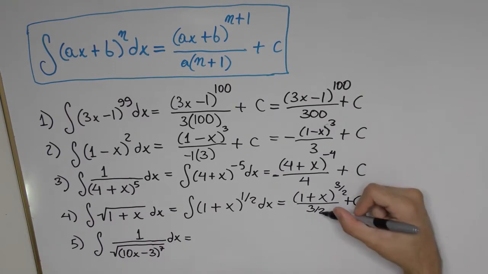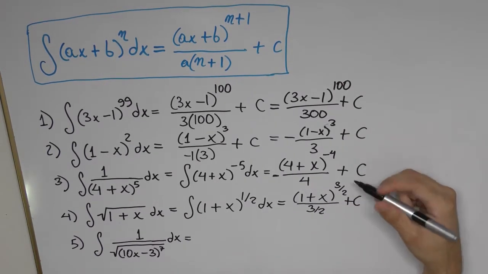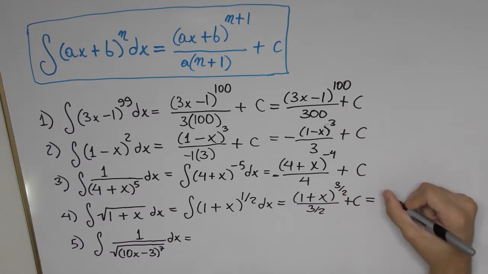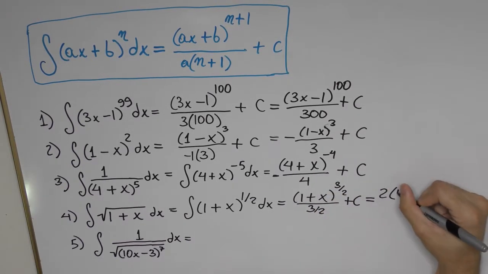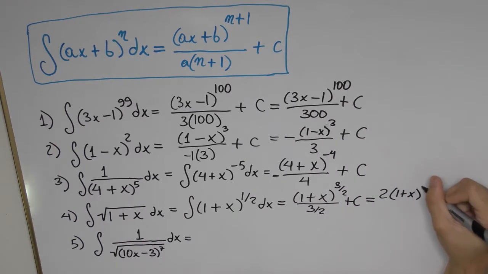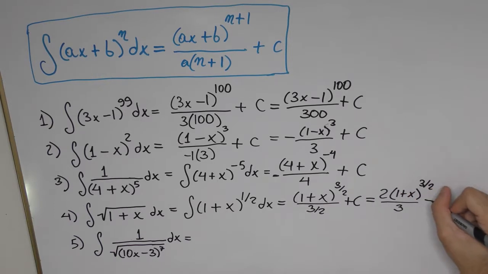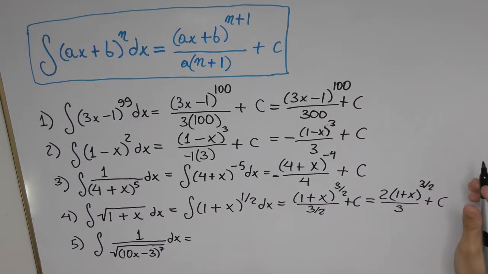Now of course if we want to make this a little bit more readable, we can just bring that 2 from the denominator all the way to the top. So that's going to become 2 times 1 plus x to the power of 3 on 2 divided by 3 plus the constant c. And that's going to make it more neat.